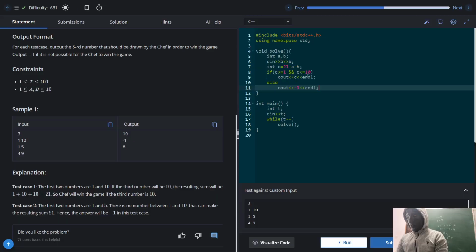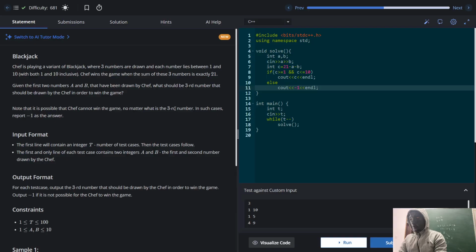Basically we'll have to find a plus b plus c, which should be equal to 21. But the c value they have not given, you will have to find that value. The c value again lies in the range 1 to 10 as they've asked. So basically we had to return c. When the c value does not lie in the range 1 to 10, you'll have to return -1.